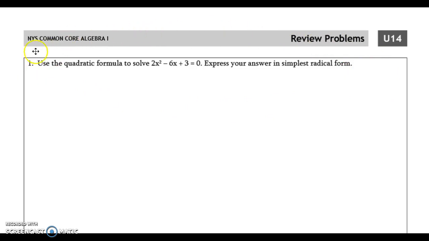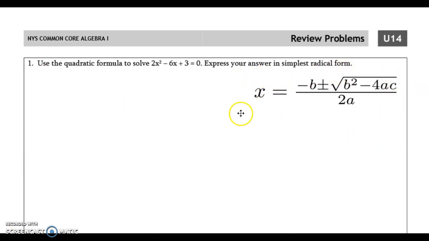The first one asks you to use the quadratic formula to solve. I will give you the quadratic formula. Here it is in all of its algebraic glory. Please try to use this formula to try to find the solutions to this equation. Pause the video now, and I will show you the answer in a moment.